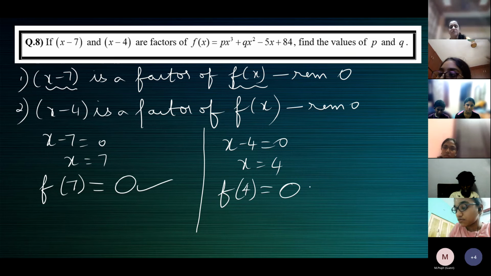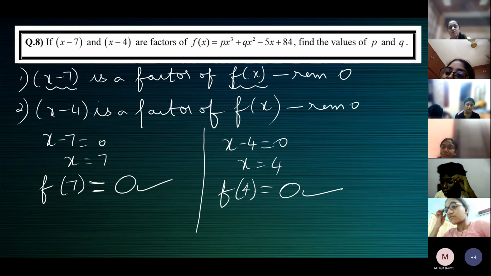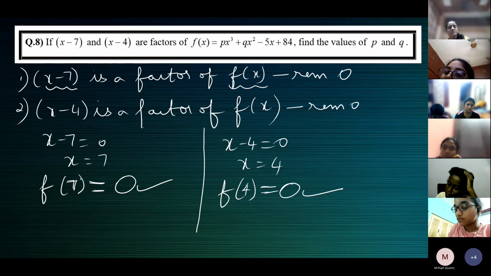So these are the two conditions. F of 7 is equal to 0. So it's an equation here. F of 4 is equal to 0. You know the answer for f of x. F of 7 is 0. F of 4 is 0. Because the remainder is 0.